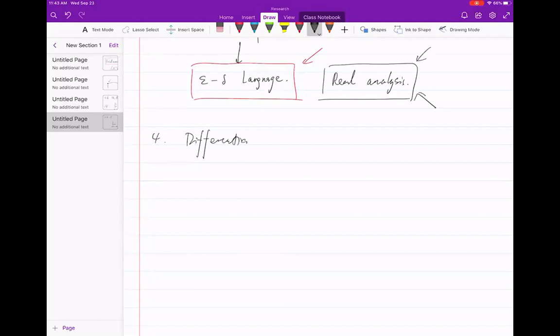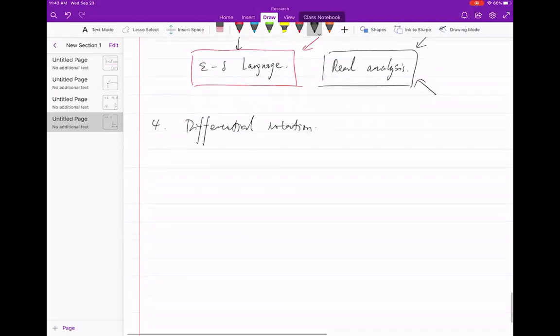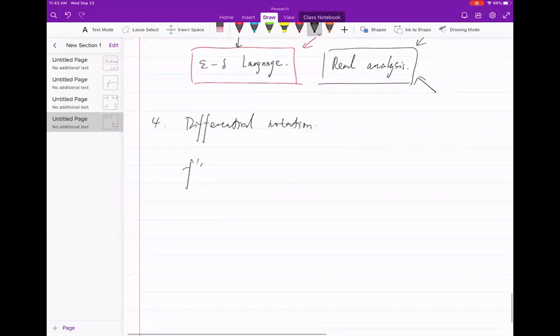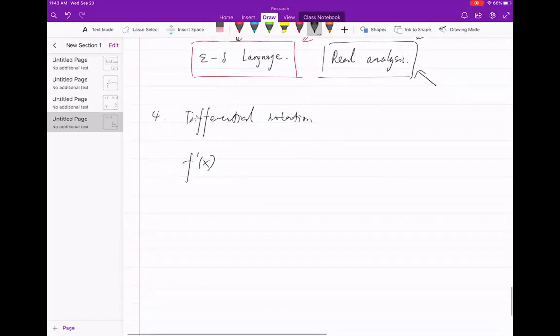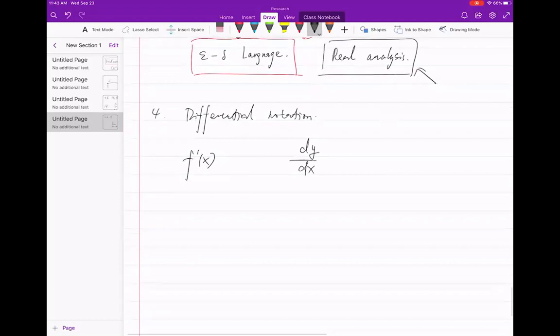Okay, last thing, differential operator, or let's just say notation. The idea here is quite simple. This means derivative. But now we want to invent another notation to denote the same thing. We call it dy over dx. And they are the same.